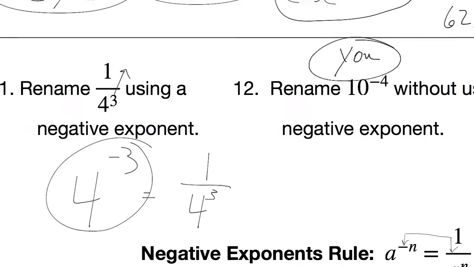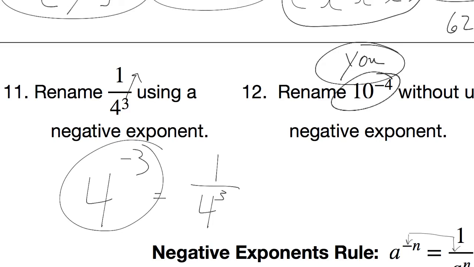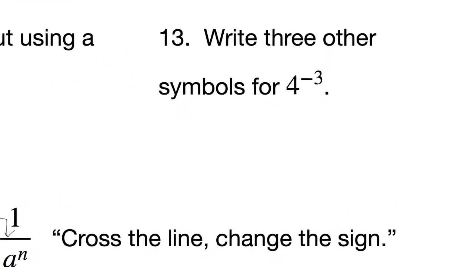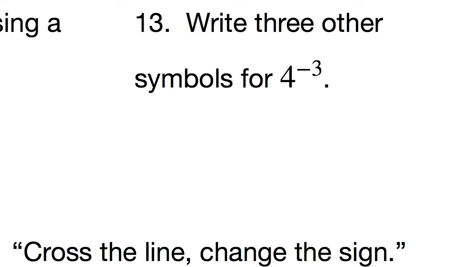I'd like you to do the same exact thing with 10 to the negative fourth, and show me what you come up with. Write 3 other symbols for 4 to the negative third. Well, you can turn it into a fraction, and in order to change the sign, you can cross the line.